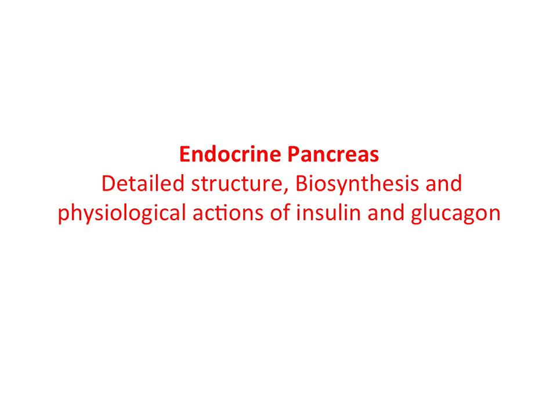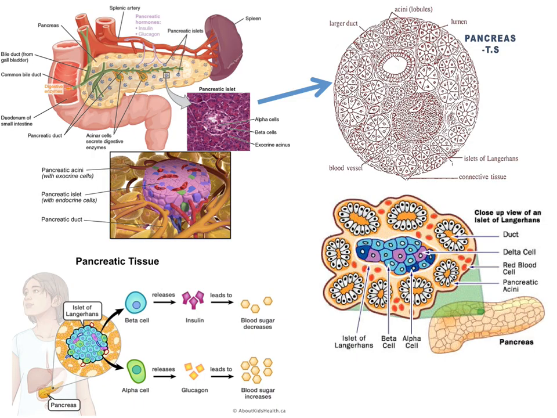Today I am going to explain about the endocrine pancreas. Here I will discuss two hormones, insulin and glucagon. So first, the structure of pancreas. Here you can see the structure of pancreas.